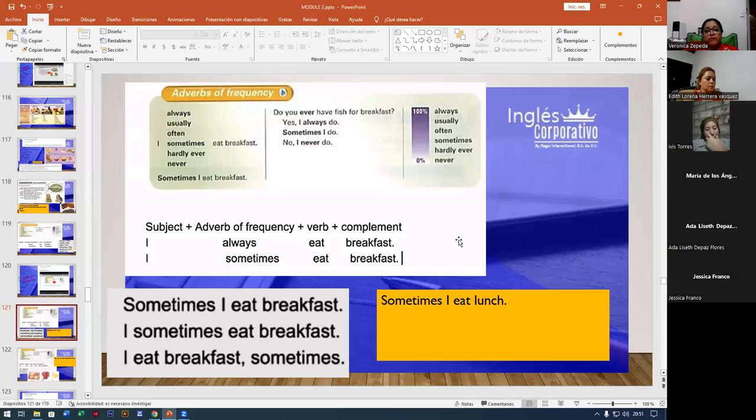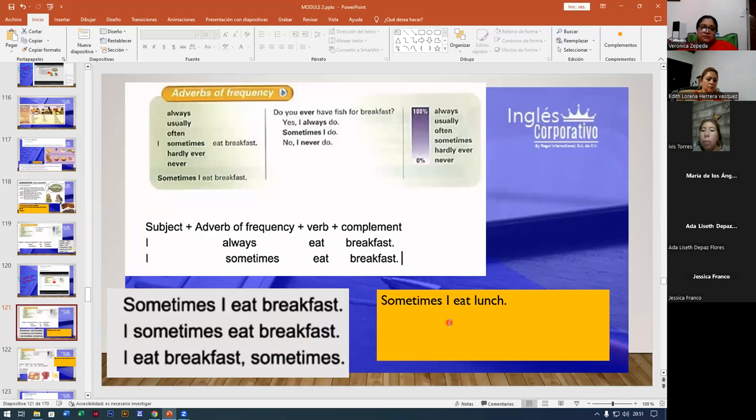Okay, so coming back to the frequency words here. Let's go on in these parts. So we have the formula here. And we can also say, sometimes I eat breakfast, or another manner, I sometimes eat breakfast, or I eat breakfast sometimes. So we have three manners to use sometimes. But normally, the common manner is to use it after the subject, like, I sometimes eat breakfast. I sometimes eat lunch. I sometimes eat a hamburger for lunch.